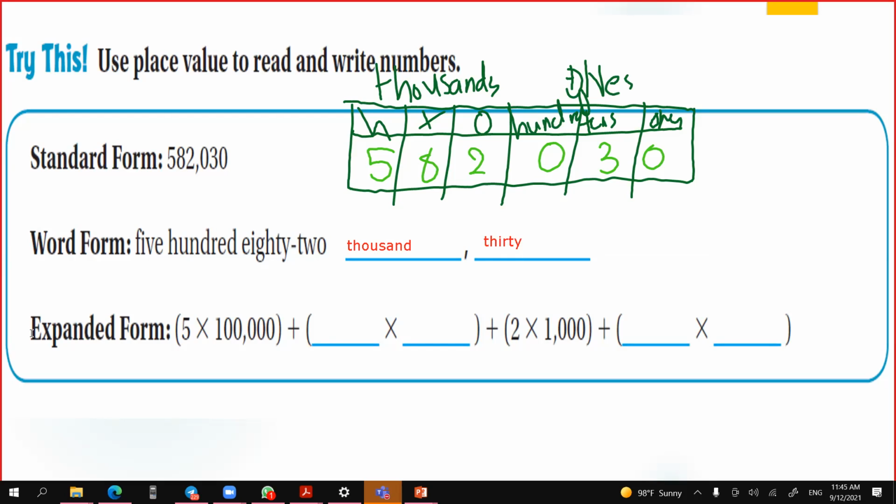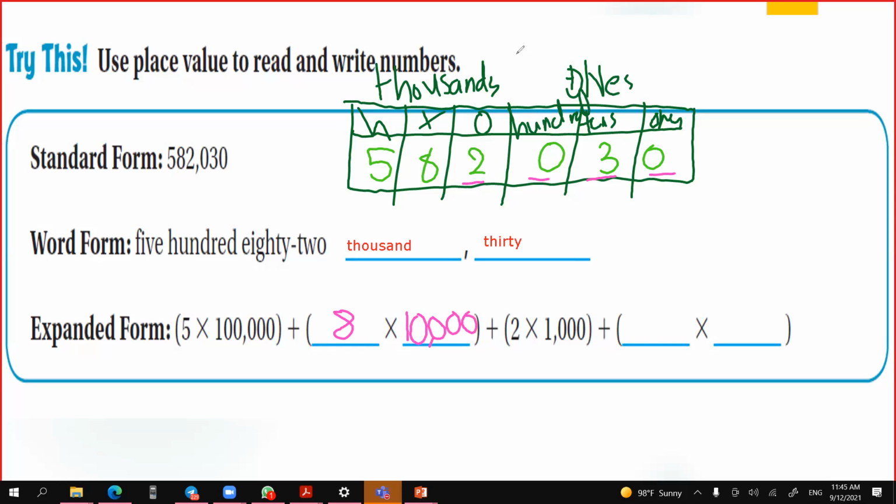Now in the expanded form, 5 times 1, and how many digits do we have after it here? 1, 2, 3, 4, 5. So we have to write 5 zeros. Then 8 times what? How many zeros? Bravo, 4. Plus 2 times 1, 2, 3 zeros.